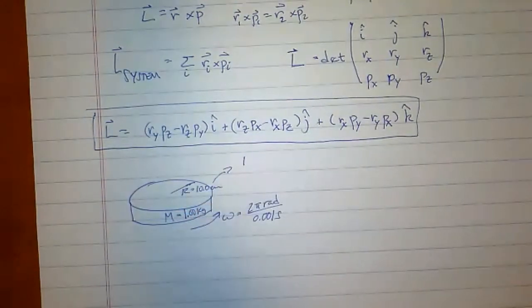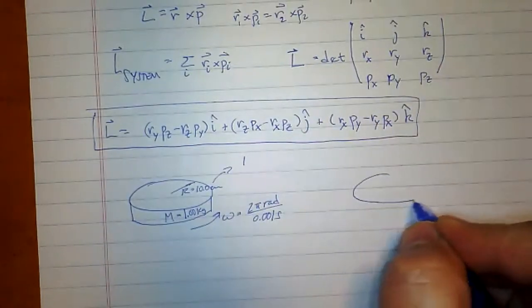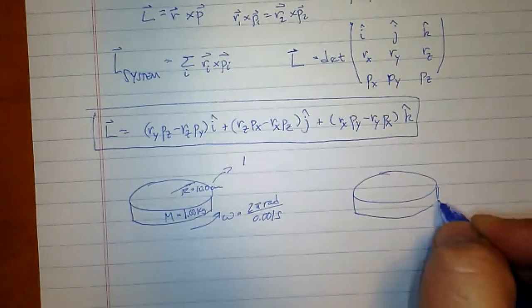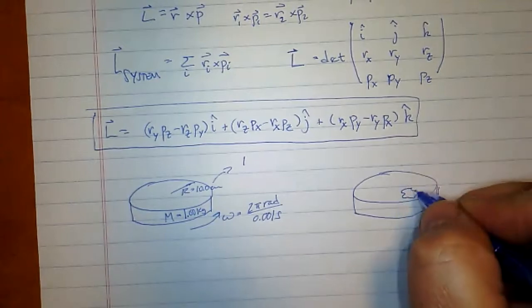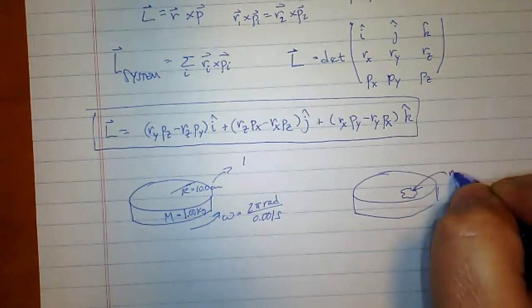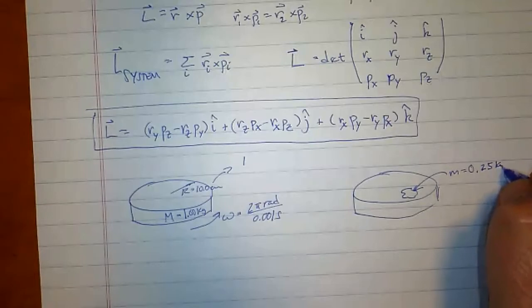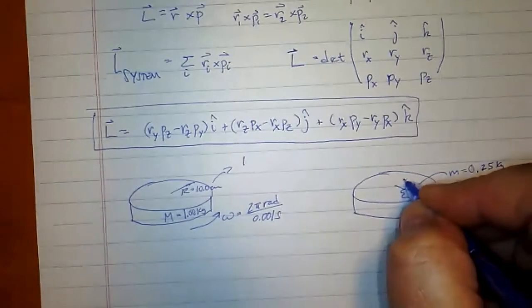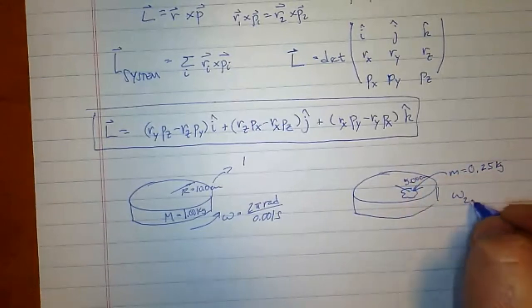Okay. And now, as it's spinning like that, I'm going to drop a blob of clay, a small blob of clay, whose mass is actually equal to 0.25 kilograms. I'm going to drop it right at a distance out of 5.00 centimeters. And I want to know what's the omega 2.